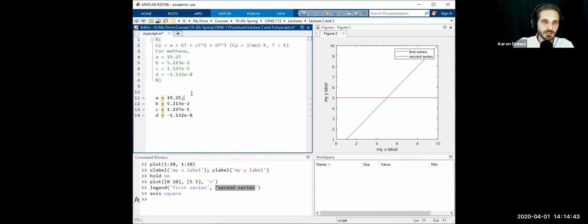These are the values that MATLAB will actually use. Semicolons at the end of your script aren't just for looks. They can actually help you track down errors, because otherwise things print out like mad. Suppose we want to calculate this at 300 Kelvin.